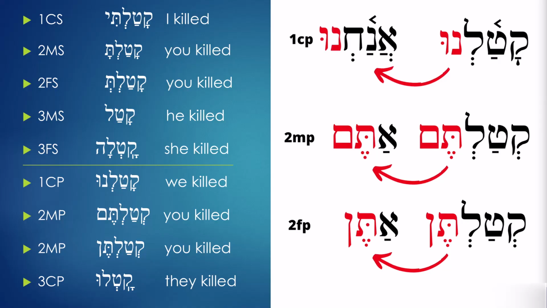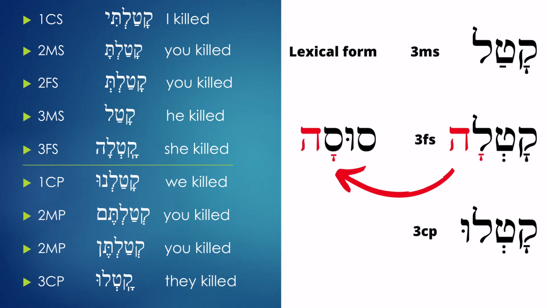Ketauten. That ten corresponds to aten, the pronoun aten, and aten means you, second feminine plural. And ketauten then means you killed, the feminine, you killed.